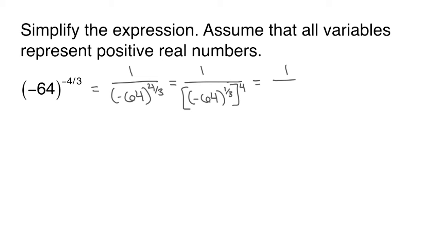So we have 1 over negative 4 to the 4th power. Negative 4 to the 4th power is 256, so we have 1 over 256.